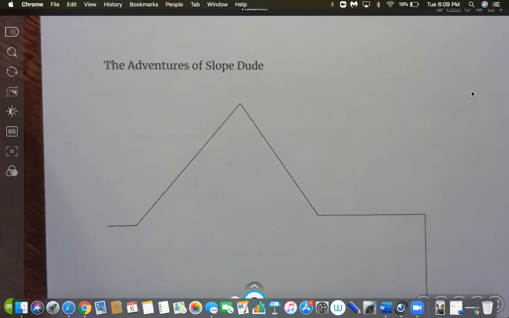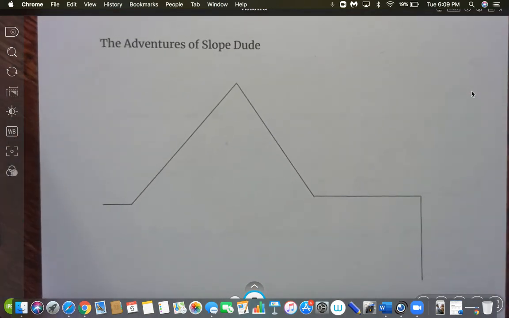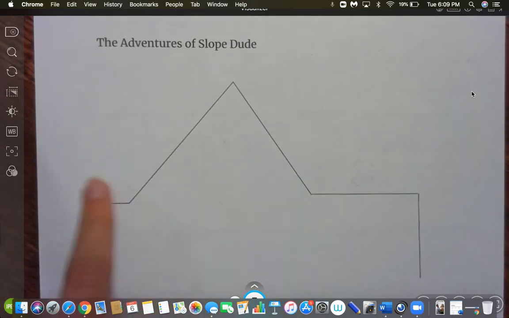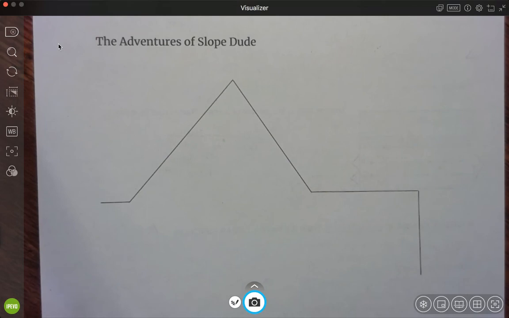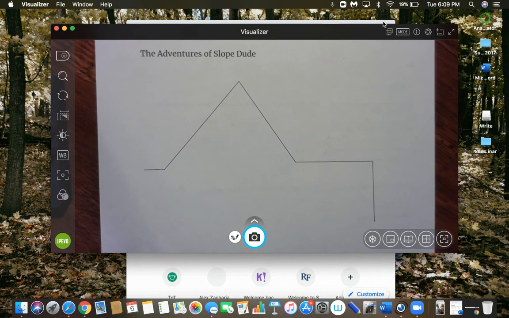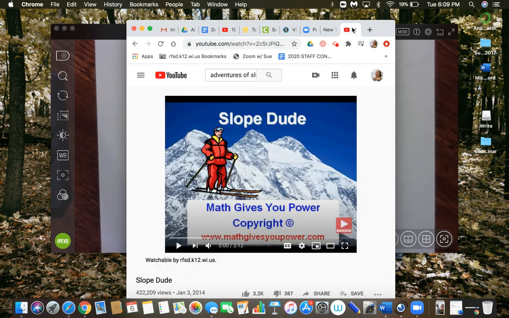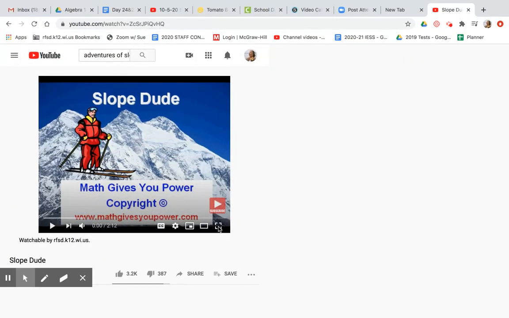So on the back of your notes here, if you use the guided notes, there is this little graph and it says the adventures of Slope Dude. So I'm going to show you like the cheesiest thing ever. And honestly, it's helped so many people. So let's just watch, hopefully.